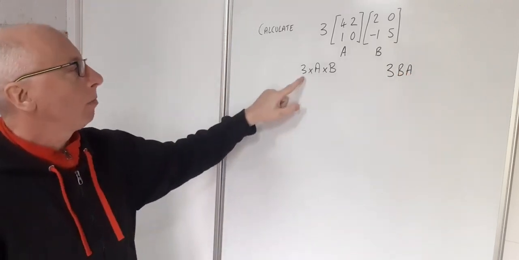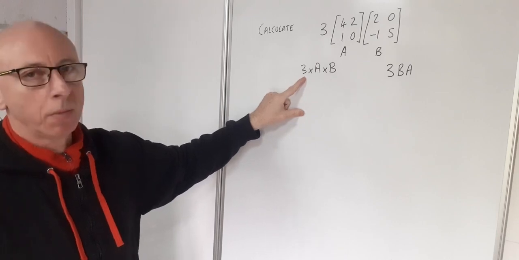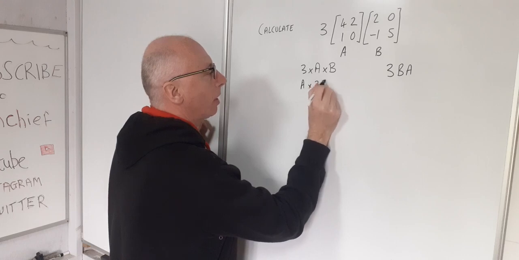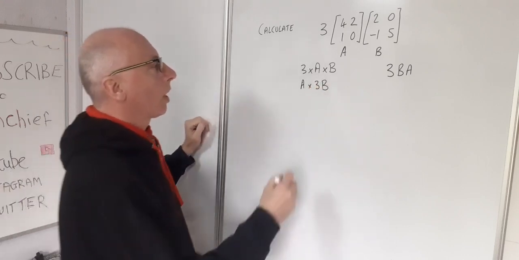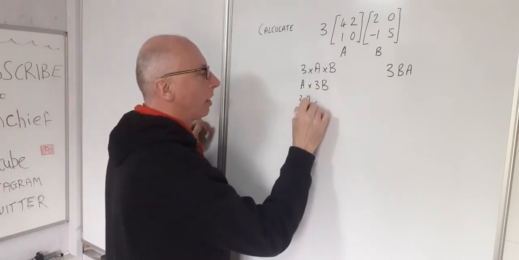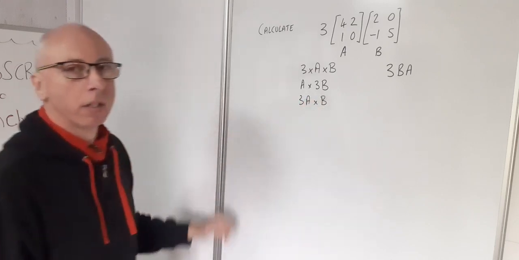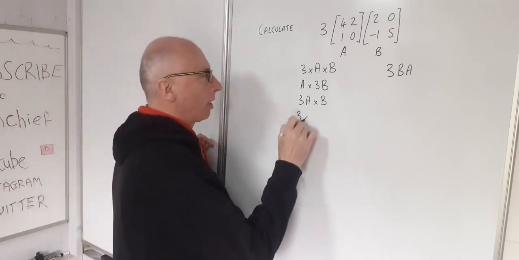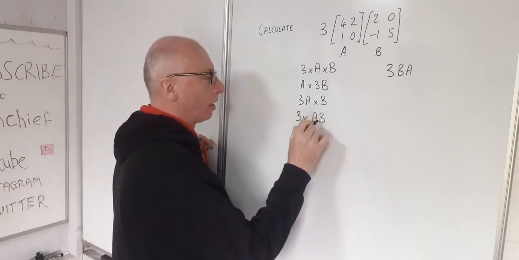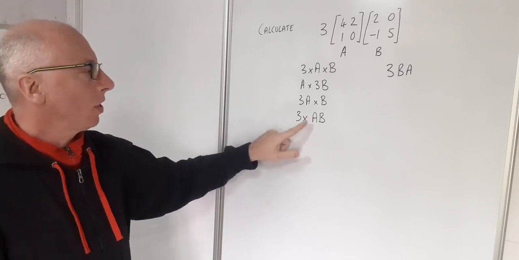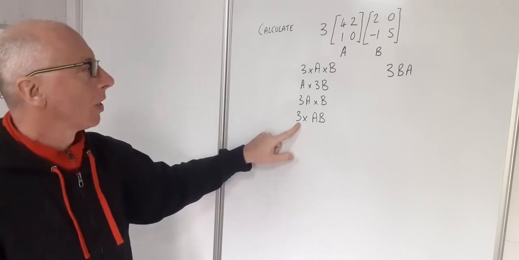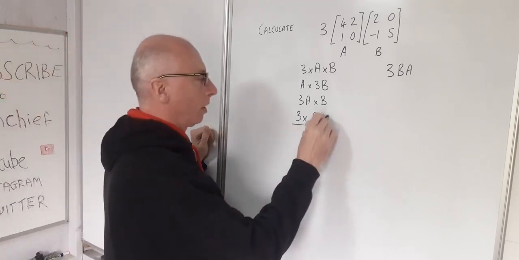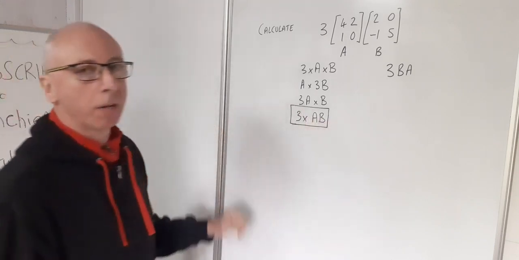But here, with this being just a multiple, I've got some options here. I could do this as A times 3B if I want, or I could do this as 3A times B if I want. So I've got a few options here, and I could also do 3 times AB. So I can multiply AB first and then multiply the result by 3. So what I'm going to do here, I'm going to do this one first. 3 times AB, that's what I'm going to do.